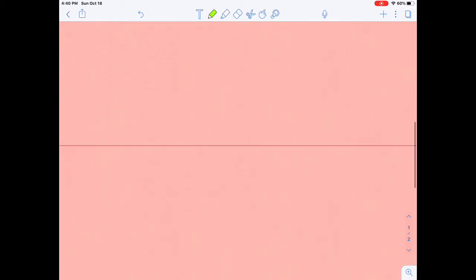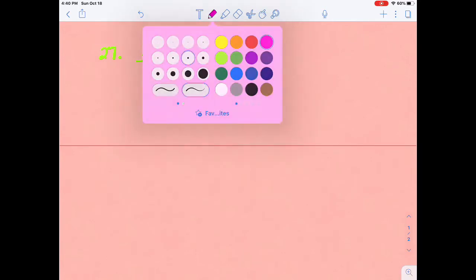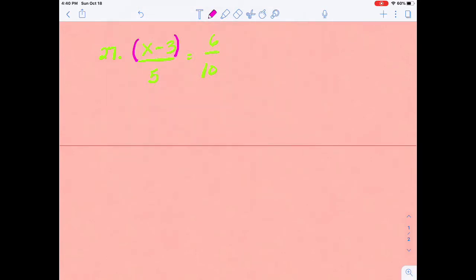All right, let me jump down to something that looks a little trickier. Let's try number 27. I have x minus 3 over 5 equals 6 over 10. This works the same way. We're just going to think about what's on the top of a fraction or the bottom of a fraction. Always think about that as something in parentheses. And so we're going to add a little extra step here. We have 10 times x minus 3. I'm going to do x minus 3 times 10. I just like to write it in this order. Equals 6 times 5 is 30.